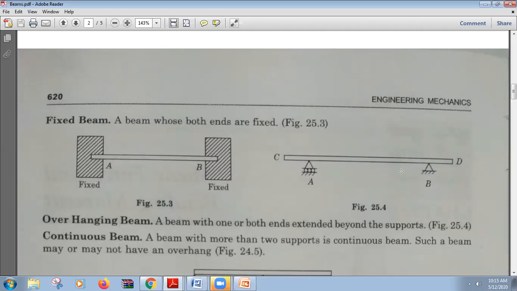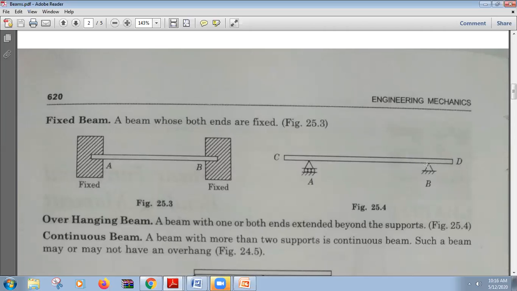So if it is overhanging in one direction only, it would still be known as an overhanging beam. It could be either one way or two way, but overhanging beams are basically projected, extended outwards of the support, and at the end they are not supported.